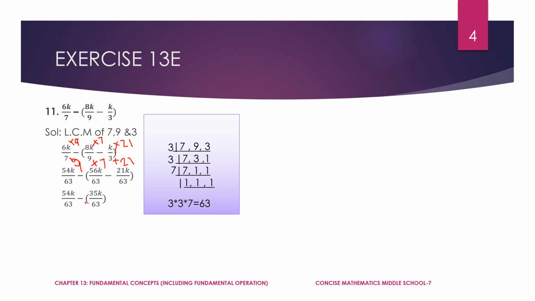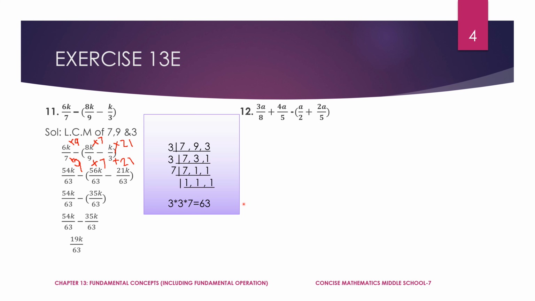Now multiply this minus inside. Plus into minus is minus. Now even here one is having positive sign, the other is having negative sign. Put the bigger number's sign and subtract it. You will get 19k by 63.